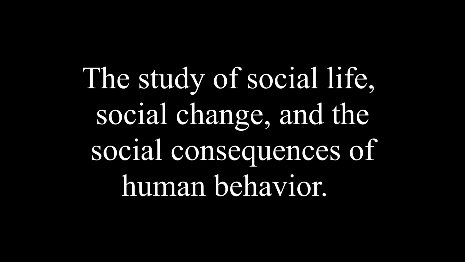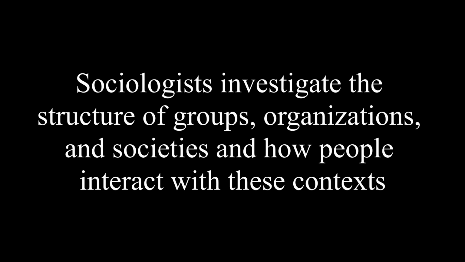The American Sociological Association, or ASA, which is the largest association of sociologists in the world, defines sociology as the following, quote, the study of social life, social change, and the social consequences of human behavior. Sociologists investigate the structure of groups, organizations, and societies, and how people interact with these contexts, unquote. So what we see here is definitions that are not only different, but definitions that become increasingly complex. In fact, the American Sociological Association's definition has numerous terms within it that are going to be subjects of later episodes of this channel. Leaving aside the notion of complexity, though, why are these definitions different?